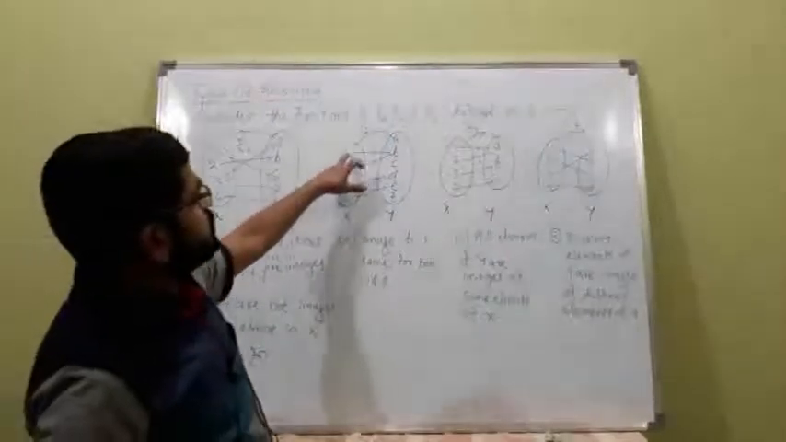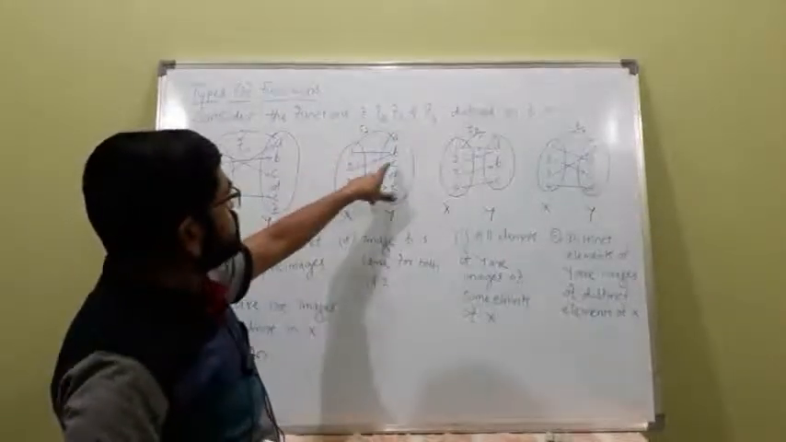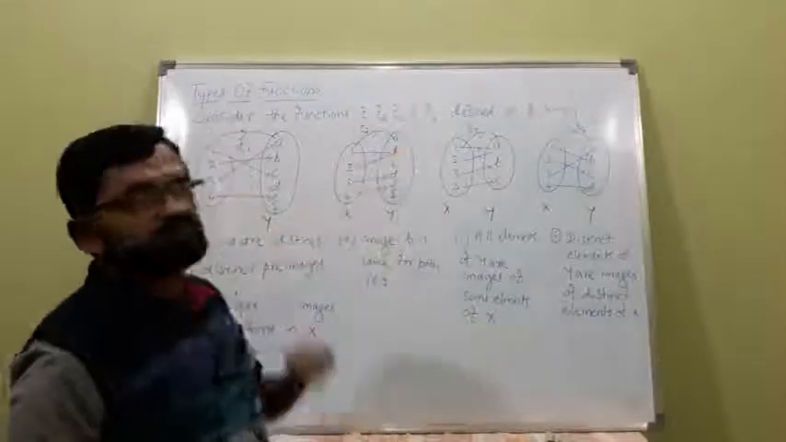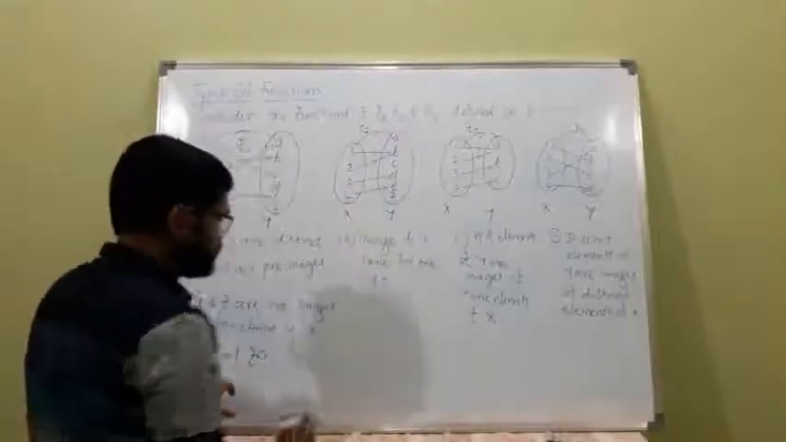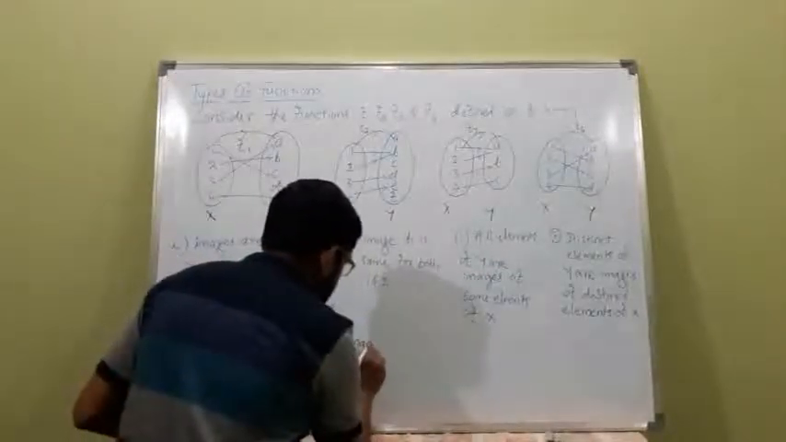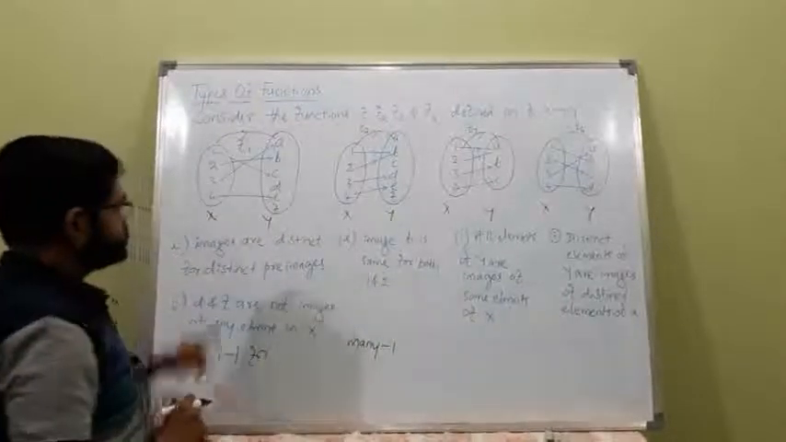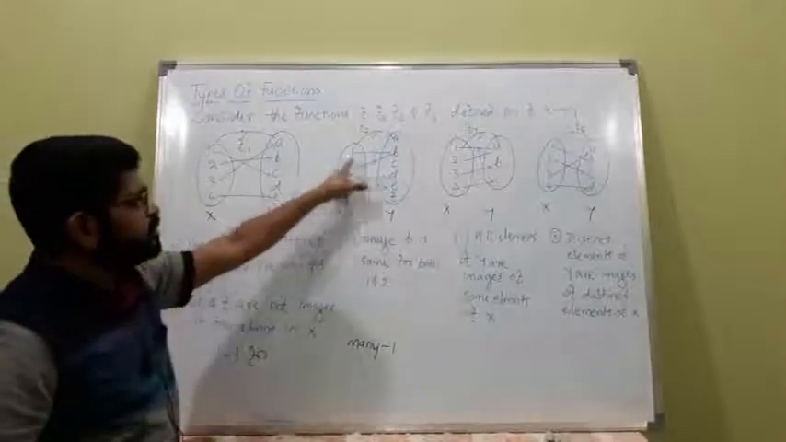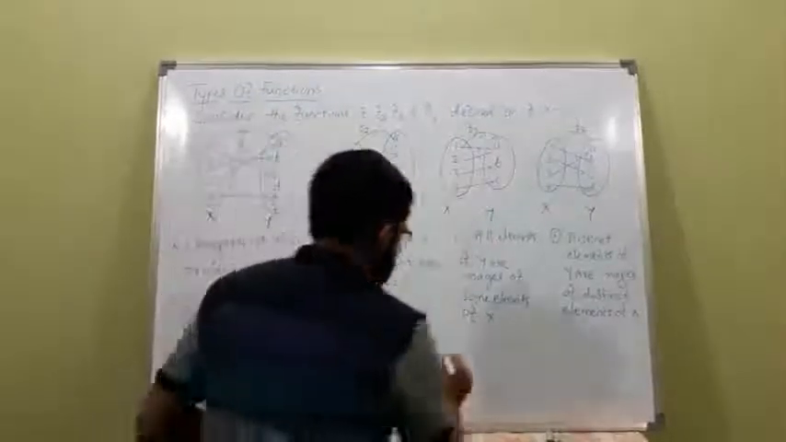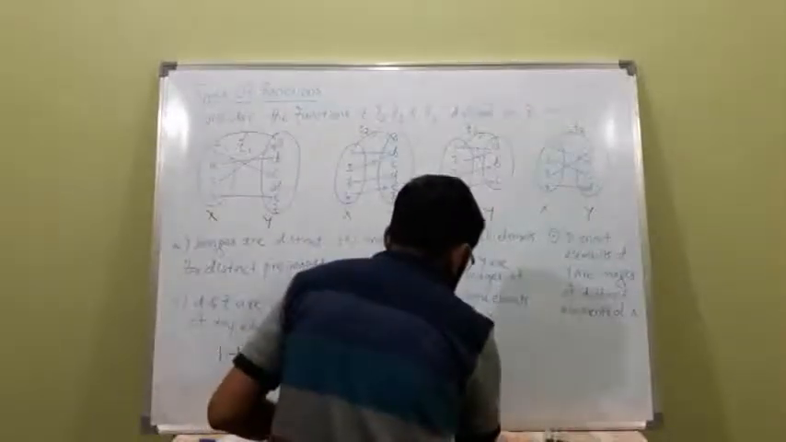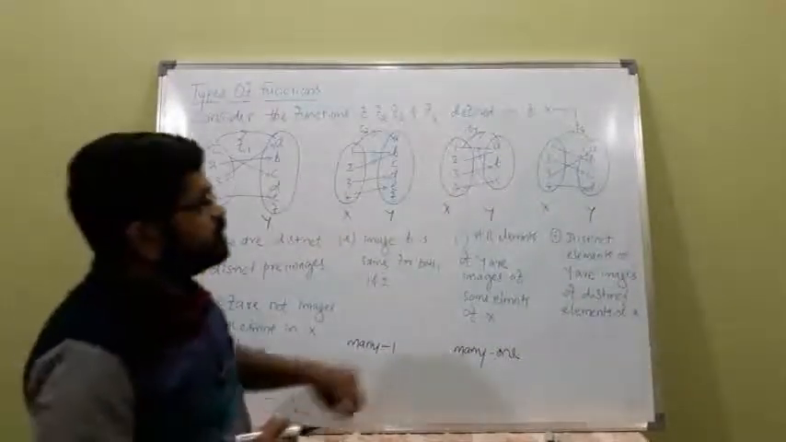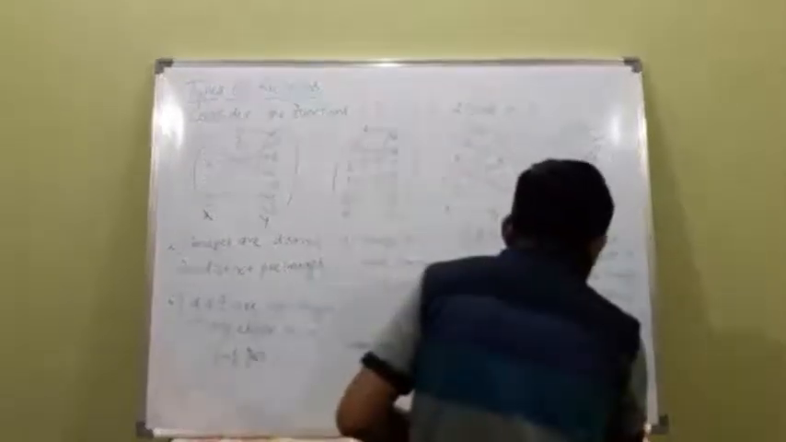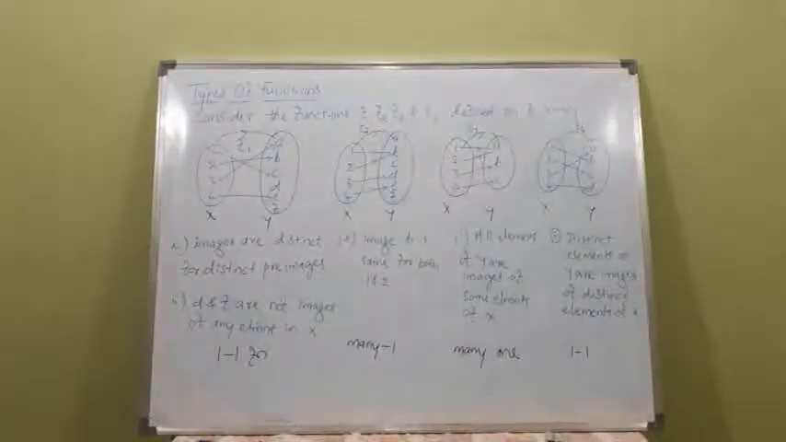Here the same image has two pre-images. So this is not called a one-to-one function, it is called many-one. This is one-to-one, this is many-one. This is also many-one. Here this is again one-to-one. Okay, this is one property.